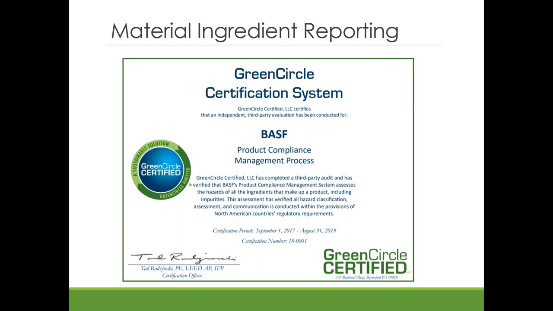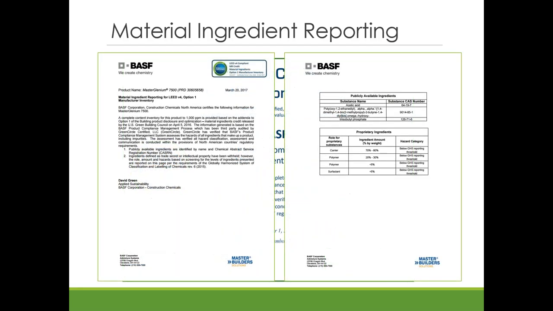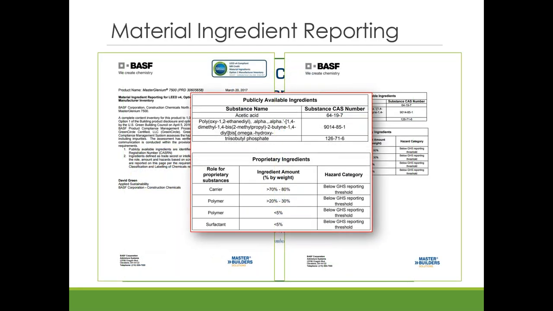This is an example of the manufacturer's inventory for one of the BASF products. As you can see here, for all publicly disclosed products, we actually have CAS numbers and the chemical name. For proprietary ingredients, though, the role of the substance is listed, the amount in the product is listed in a range, and then the hazard category. When it says below GHS reporting threshold, what that means is this particular ingredient is drawing no listed hazard.